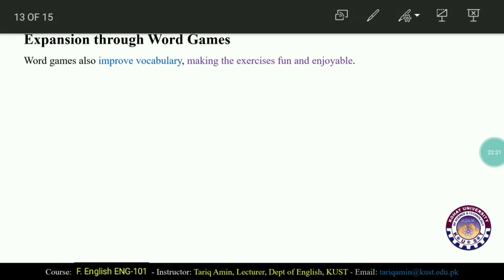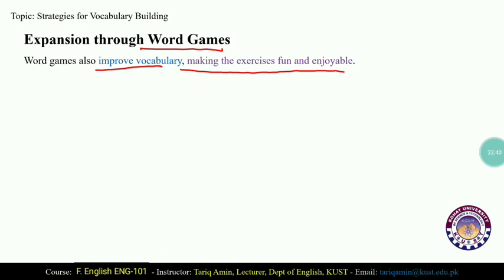Now we can expand our vocabulary through word games as well. There are many word games with the help of which you can build and develop your vocabulary. Word games also improve our vocabulary, making the exercises fun and enjoyable. When you learn different words through word games, it makes this exercise fun and enjoyable.